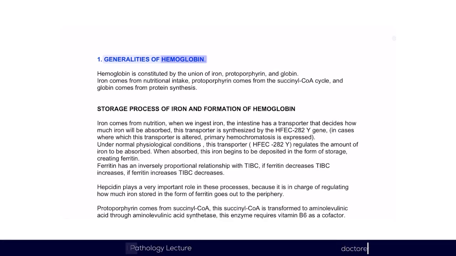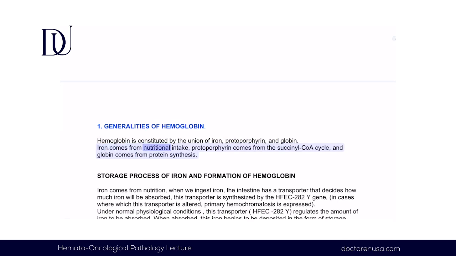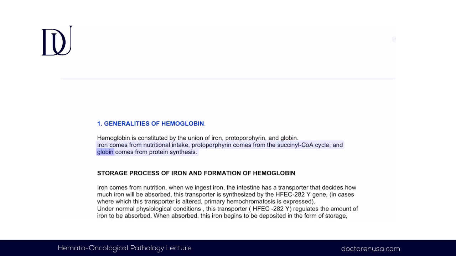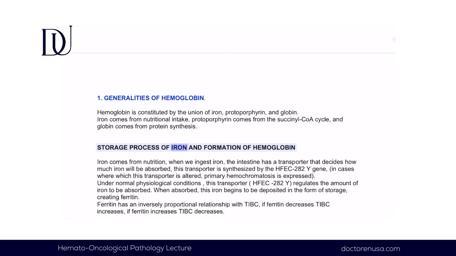Generalities of hemoglobin. Hemoglobin is constituted by the union of iron, protoporphyrin, and globin. Iron comes from nutritional intake, protoporphyrin comes from the succinyl-CoA cycle, and globin comes from protein synthesis. Storage process of iron and formation of hemoglobin.